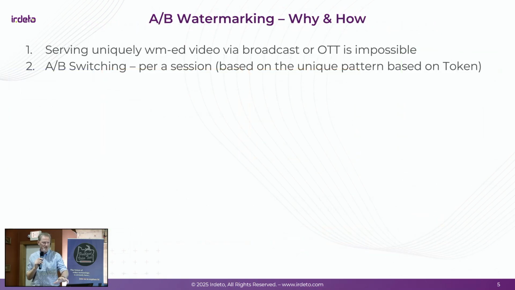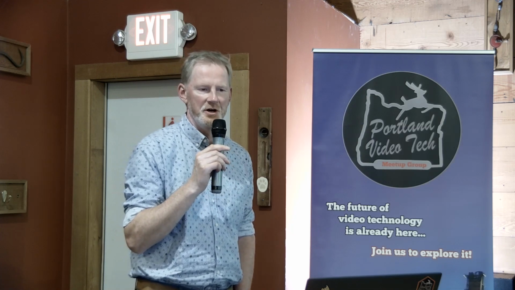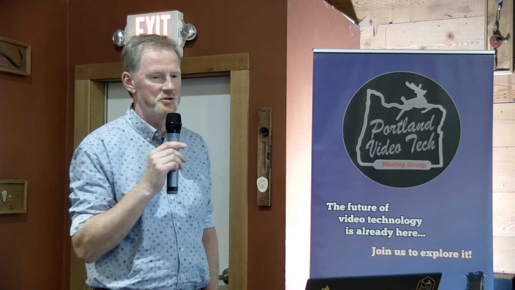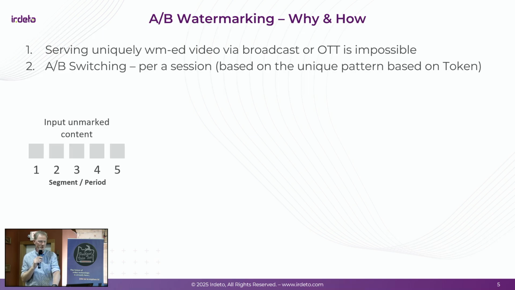So then, what is AB watermarking that we promised you to explain today? Again, repeating here, serving a uniquely watermarked video from within your secure perimeter is basically not possible, right? Because then I break the CDN. CDNs are good at serving the same content to a big group of people, and if I ask a CDN to serve out a unique stream to everybody, it simply doesn't work. So you need something else. And so what you do is A/B switching per session, based on something also referred to as CDN tokenization, if we look at the OTT setup.